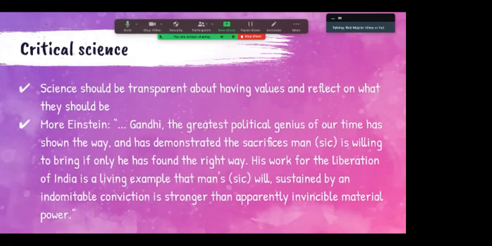More on Einstein here, talking about Gandhi: "Gandhi, the greatest political genius of our time, has shown the way and has demonstrated the sacrifices man is willing to bring if only he has found the right way. His work for the liberation of India is a living example that man's will, sustained by an indomitable conviction, is stronger than apparently invincible material power." So this is just to say, Einstein is clear about his values. Einstein was clear about having these socialist, critical, social justice values. And he said we should all be this way because there are going to be some values.